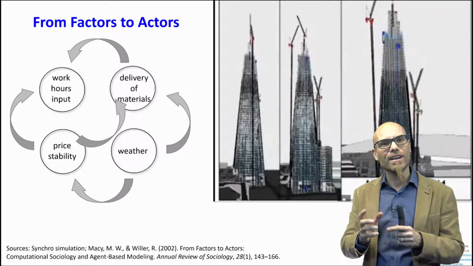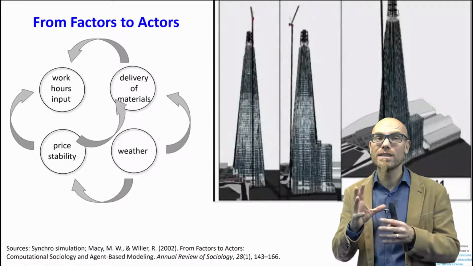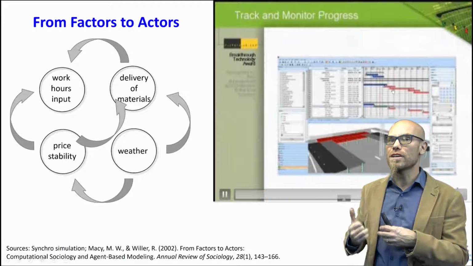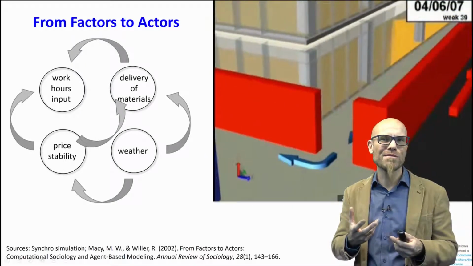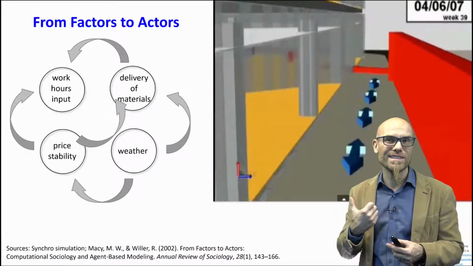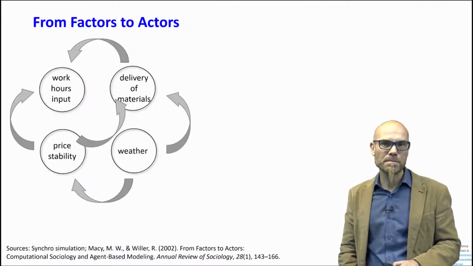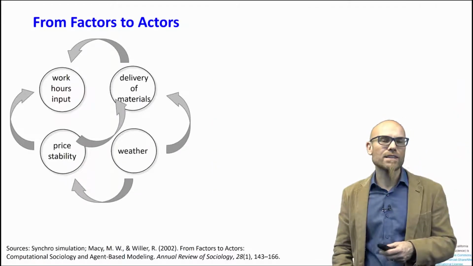And then combining all of that, the weather, which affects the delivery of the material, the price stability, which also affects it, which then affects the working hour input. And then you can build this building sooner or later. And once you have a relationship among these, you can set up your schedule, as you can see here, and walk through and plan with it, and so forth. So in social science, we also do this. We work a lot with factors.